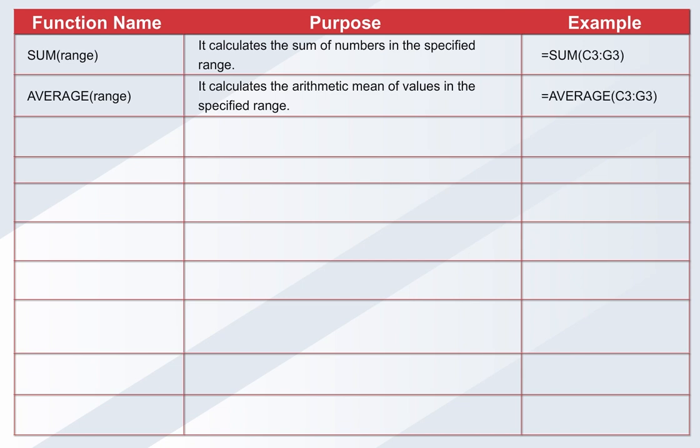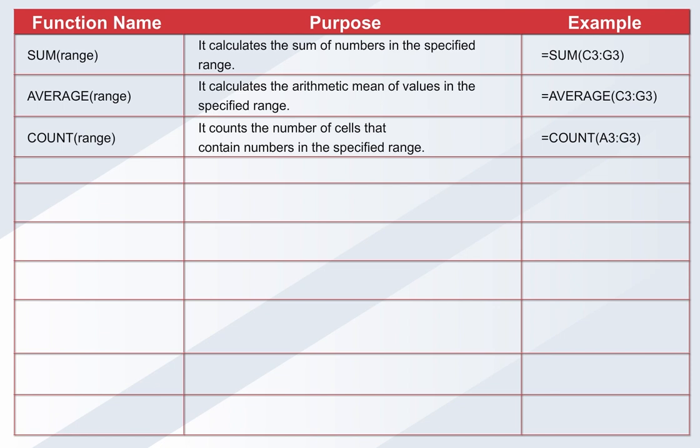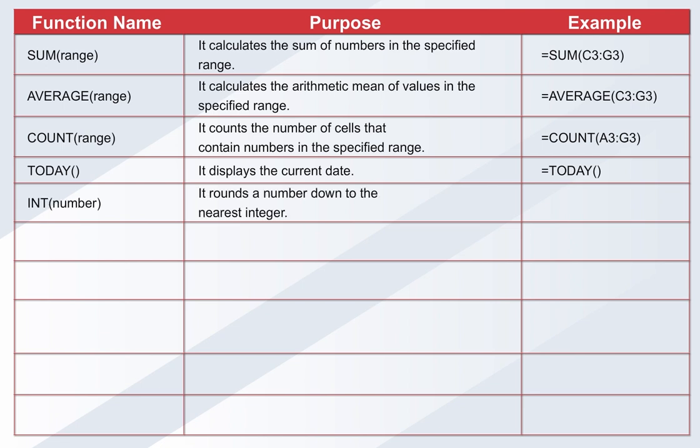Equals to AVERAGE(C3:G3). COUNT, range. It counts the number of cells that contain numbers in the specified range. Equals to COUNT(A3:G3). TODAY. It displays the current date. Equals to TODAY(). INT, number. It rounds a number down to the nearest integer.